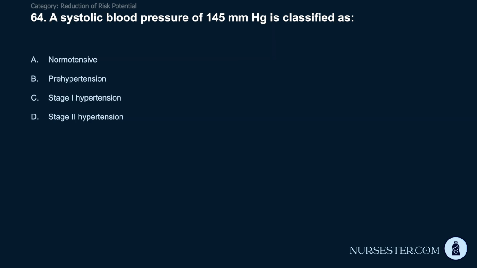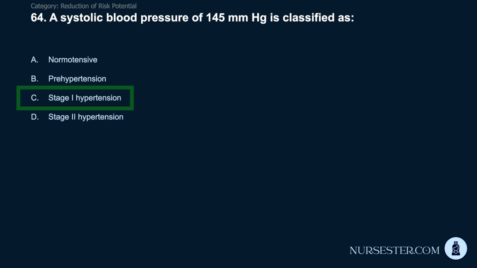64. A systolic blood pressure of 145 mm of mercury is classified as A. Normotensive. B. Prehypertension. C. Stage I hypertension. D. Stage II hypertension. Correct answer, C.